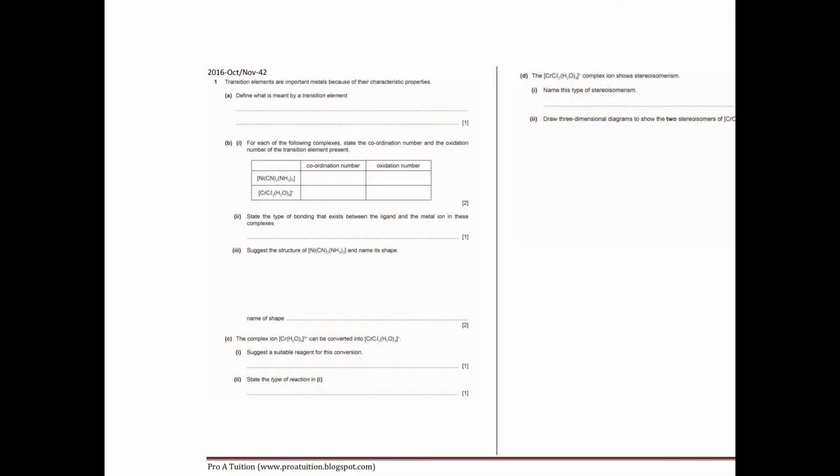Let's see the question here. Transition elements are important metals because of their characteristic properties. So what are their characteristic properties? For example, they show different oxidation states, and they also have different colors. They also form complex ions.